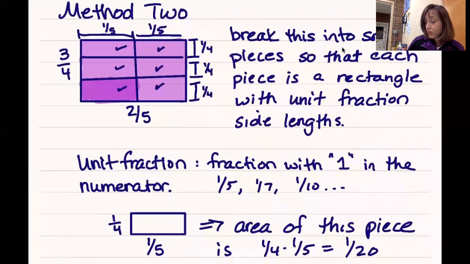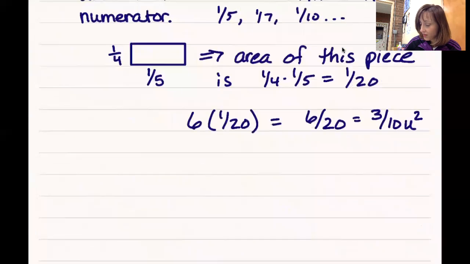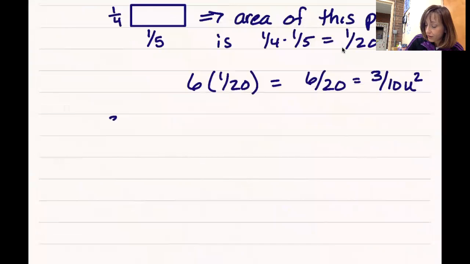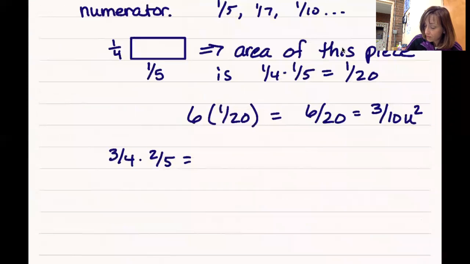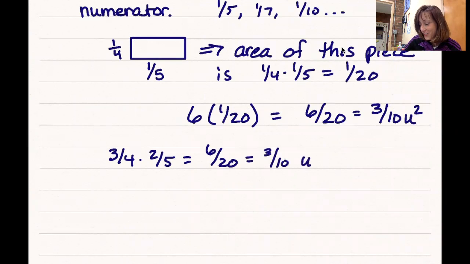If you were going to do the area of this problem using method 1, where you just multiply 3/4 times 2/5, let's just have a go at that. 3/4 times 2/5 is going to give me 6/20. Oh, that looks familiar. And of course, 6/20 reduces down to 3/10 units squared. So that's my check, and I'm feeling pretty good about this.